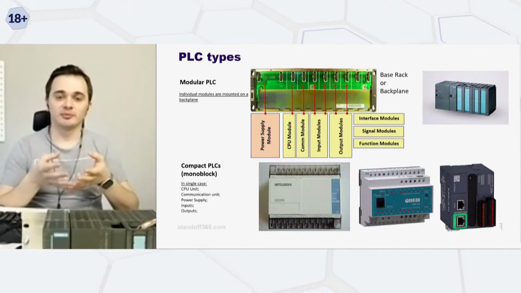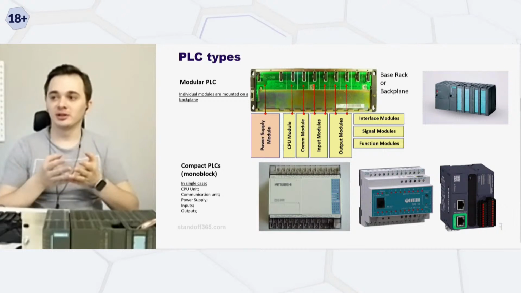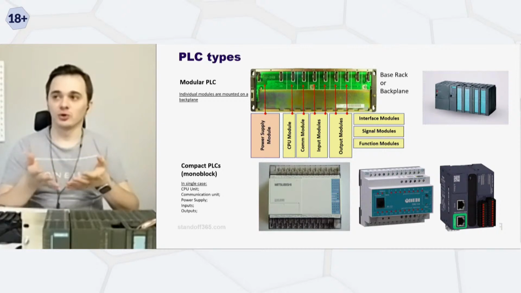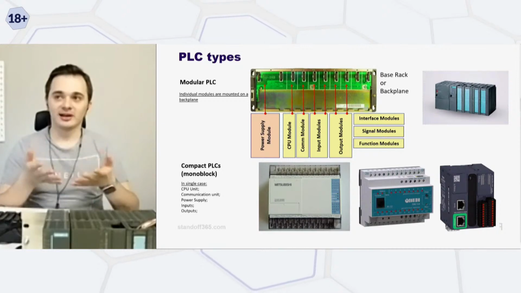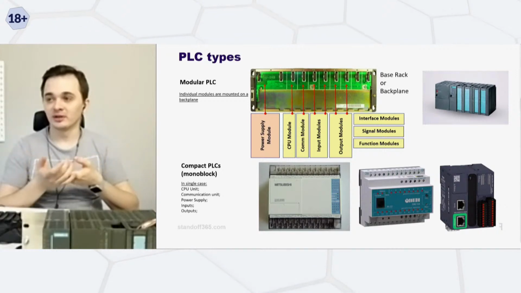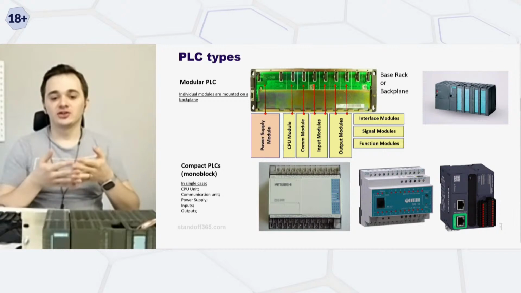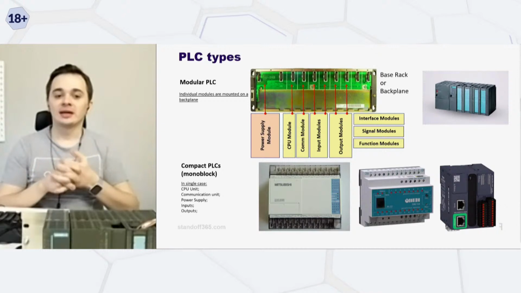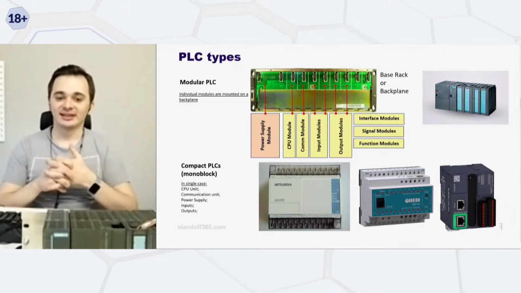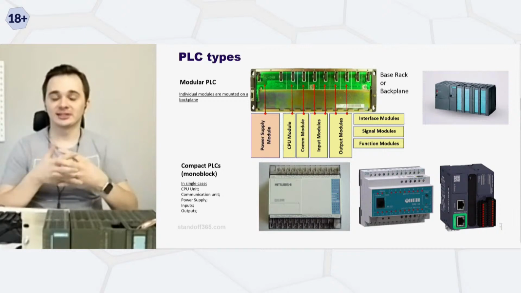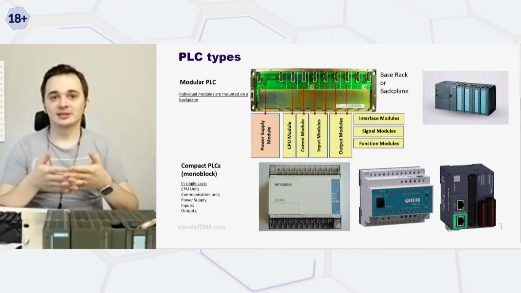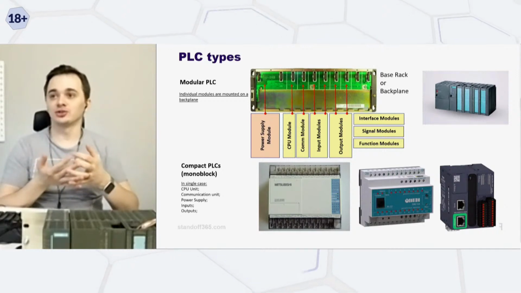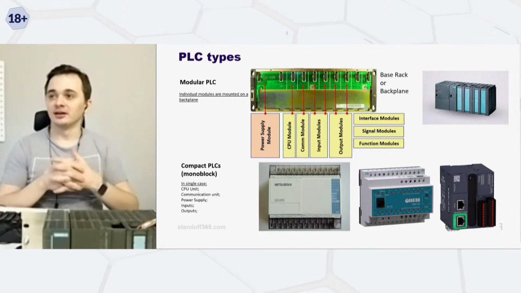Now, let's consider two main PLC types: the modular PLC and the compact PLC. They are also known as monoblocks. A modular PLC, as the name suggests, consists of modules. Usually the main module is called the CPU, the Central Processing Unit module. This is the brain, that's the main part that drives everything else. All other modules are hooked onto a rail, or how shall I call it, a bus, an input plane.